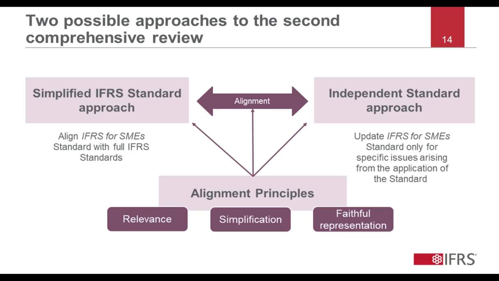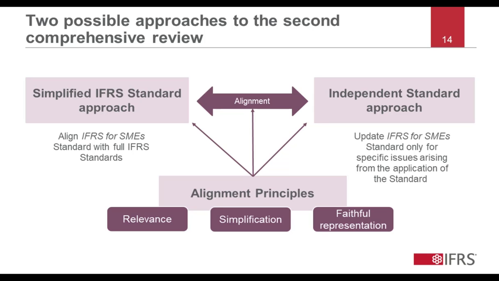And you can see the alignment principles shown on the bottom of the slide now. There are three alignment principles. They work in essence in a cascading way. So you first answer the one on the left-hand side, relevance. If you conclude that something is relevant for an SME, you will move on to the next one, which is simplification. Once you've completed the process of simplification, you move on to the next one, which is faithful representation.